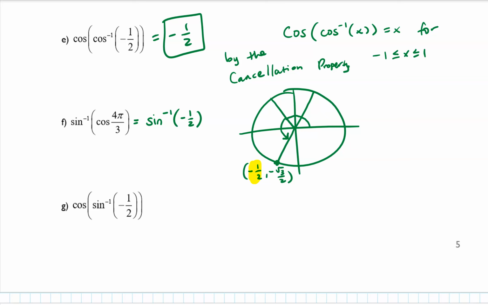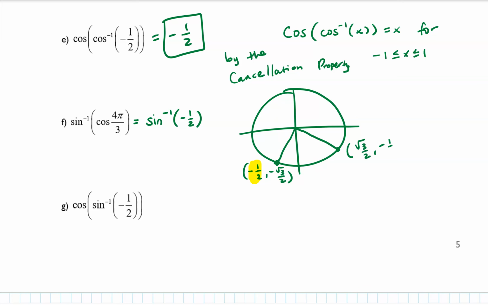Okay, so now remember that the range for sine inverse is between -pi/2 and +pi/2. So if we are on our unit circle, we want to think about the angle between -pi/2 and +pi/2 that gives us a terminal point with -1/2 as the y-coordinate.